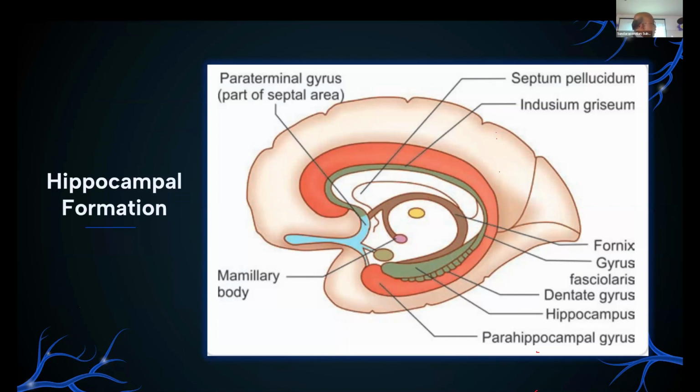What does hippocampal formation mean? From the hippocampus, if you trace, you will have the gyrus fasciolaris. Then if you look at the corpus callosum, above that you have a mass of gray matter. That is called the indusium griseum. Combined together, it is called the hippocampal formation. Okay.